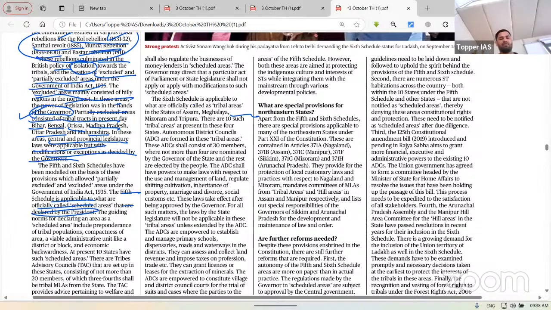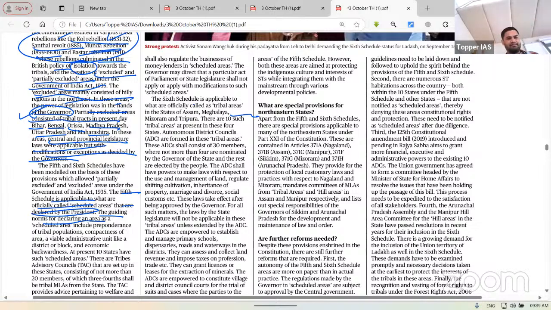President. Understood this? Okay. So the guiding norms for declaring an area as a scheduled area includes, on what basis the president declares scheduled areas. So these are also important. That's why I'm telling you every line of this article is important. On what basis does he declare?